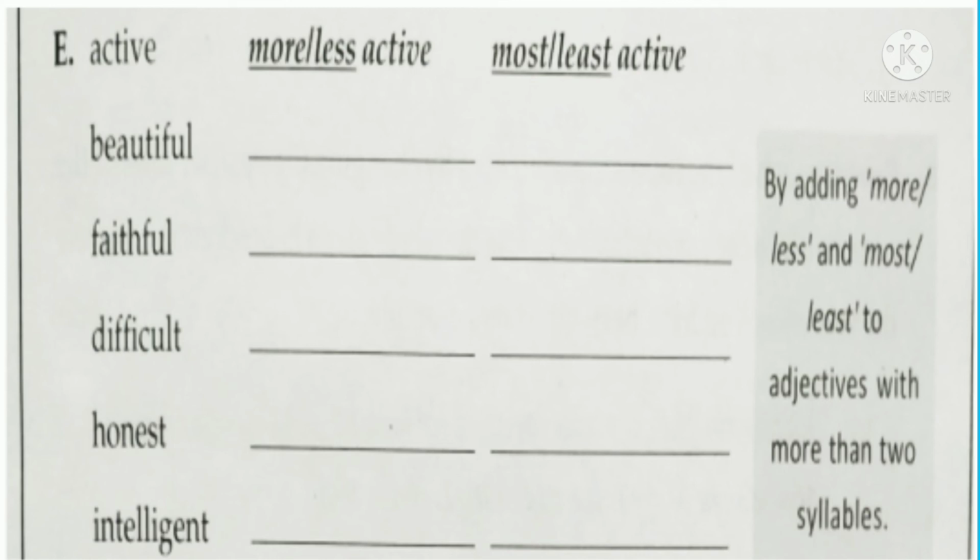Okay. So now look at the next adjective, that is beautiful. So the adjective beautiful has three syllables, that is beautiful. Okay. So what will be the comparative degree of the adjective beautiful? It will be more or less beautiful, and the superlative degree will be most or least beautiful.